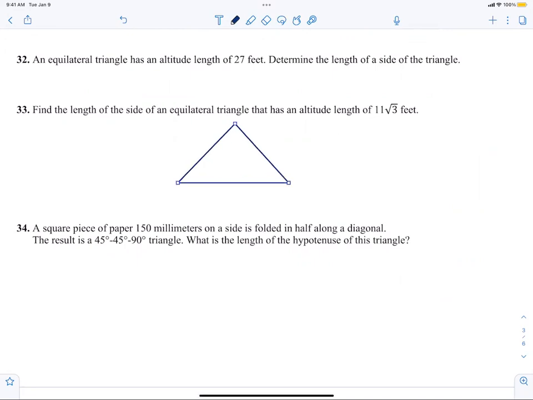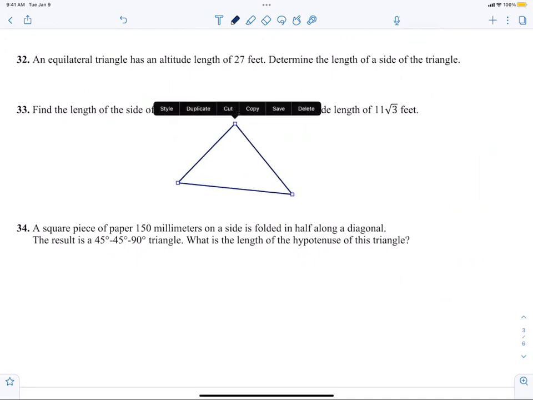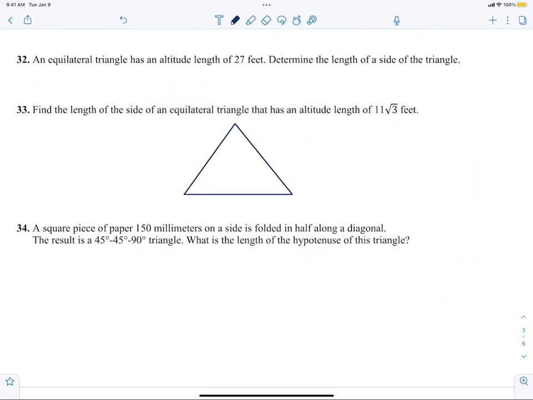All right. So you have an equilateral triangle again. And the altitude is 11 radical 3. So come on now. And again, that is 11 radical 3. So what's this now? Radical 3 over 2. Divided by, no, this is the 60. This is the 60-degree side.